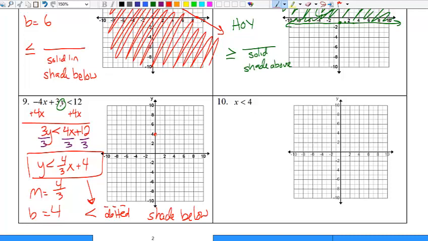So I'm going to go to 4 on my y-axis because that's my b. I'm going to go up 1, 2, 3, 4 and right 3, or down 1, 2, 3, 4 and left 3. Looks like I can keep going left here, so I'm going to do that. I can put a dotted line here, and I'm going to shade below.